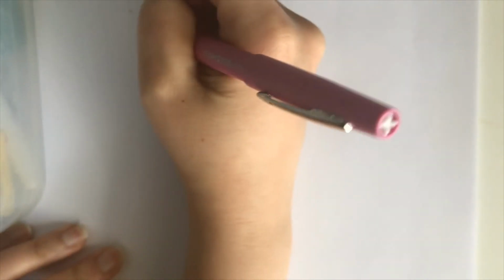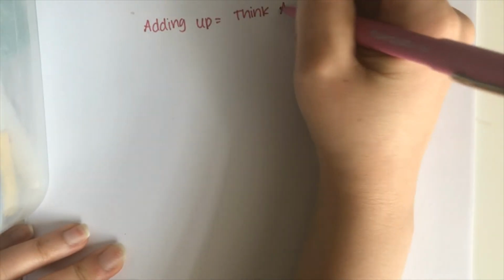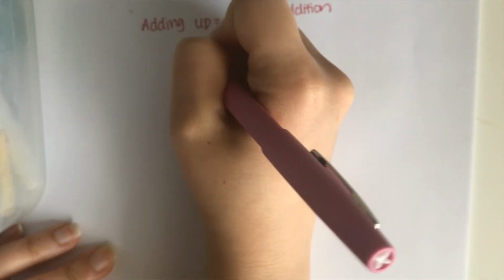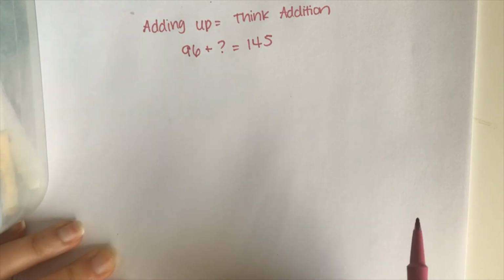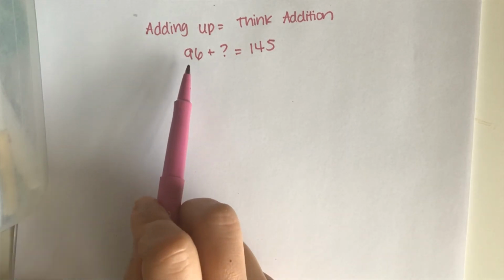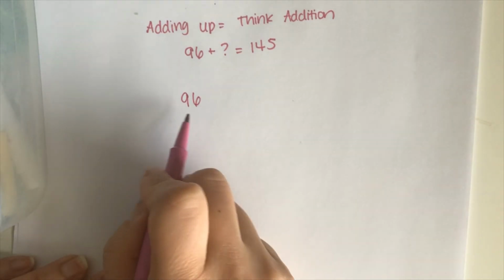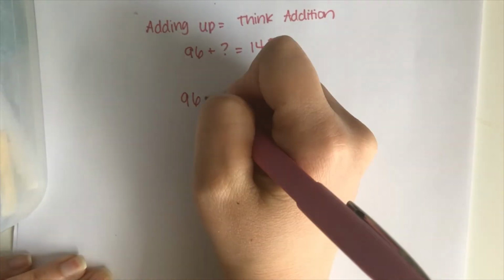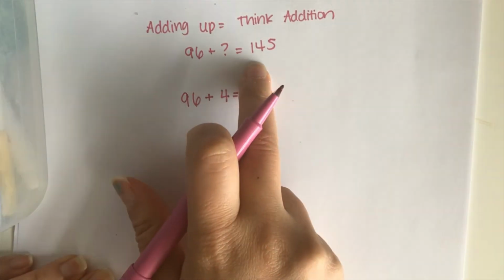For our last method, we are going to be adding up, which is actually I think it's called Think Addition. So I'm going to convert this into an addition problem because it was 145 minus 96 equals blank. So now I changed it into 96 plus blank equals 145. We are now at 96. We're trying to get to 145. So I'm trying to get to an even number, a benchmark number with zeros at the end, and my closest one, if I add 4, we get to 100. Now from 100, I want to get to 145.